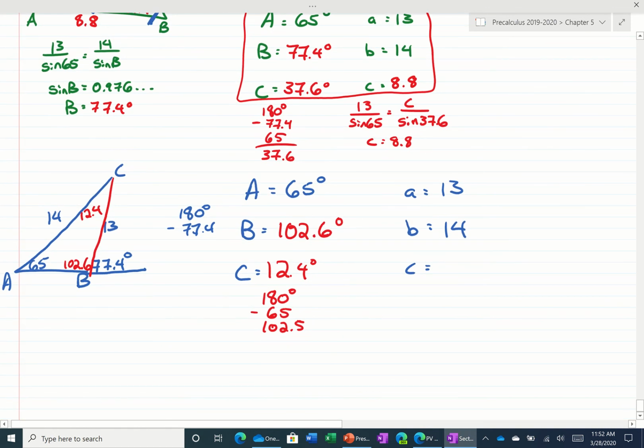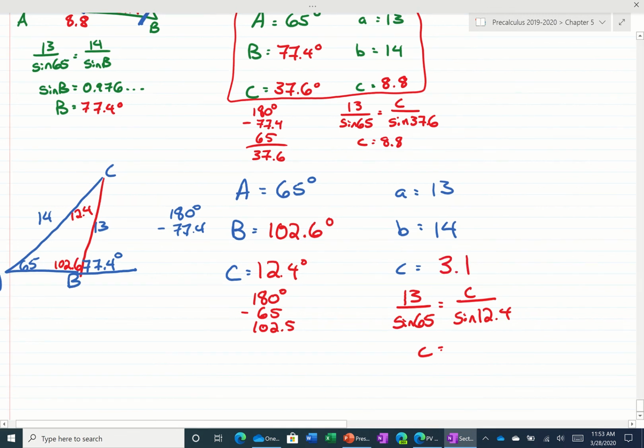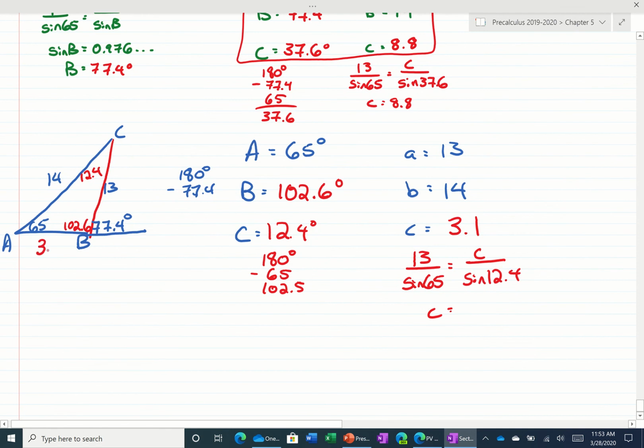So the way that we're going to figure this out is I'm going to take side A over the sine of angle A is equal to side C over the sine of angle C. And if you cross multiply and divide, 13 times the sine of 12.4 divided by the sine of 65 comes out to be 3.1. Okay, so we can see that the smallest side is opposite the smallest angle. Clearly the largest side is opposite the largest angle.